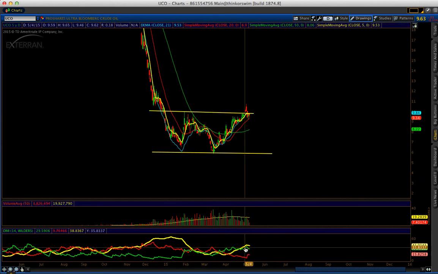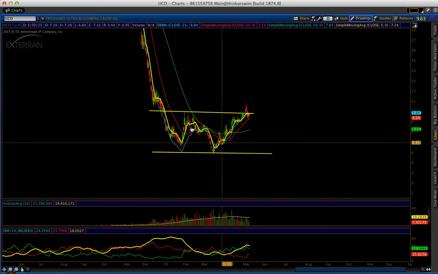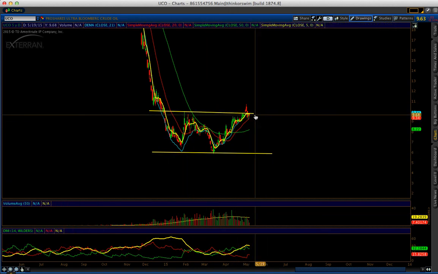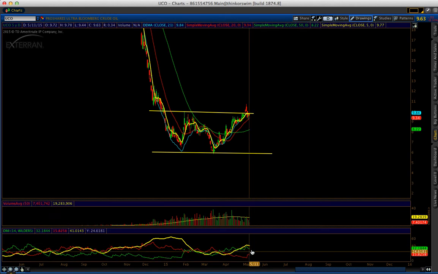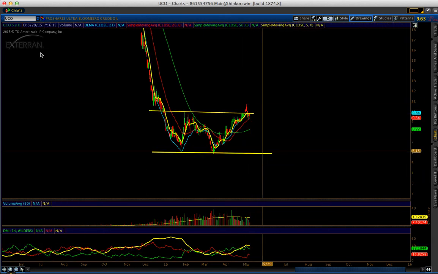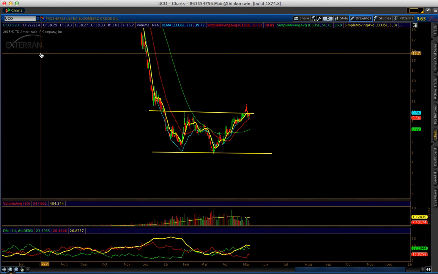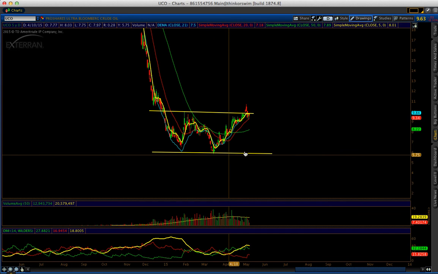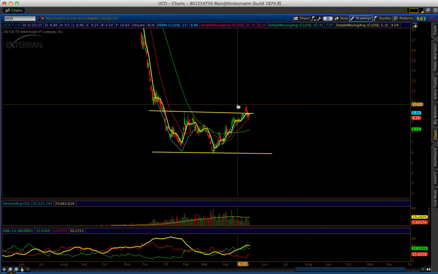I don't care about DMI, MACD, RSI, whatever you're using. Price is king. If you see it fail right here, this thing can go and cross over and get really bearish and test the $6. So that's what you need to do when you're trading. Always follow price.